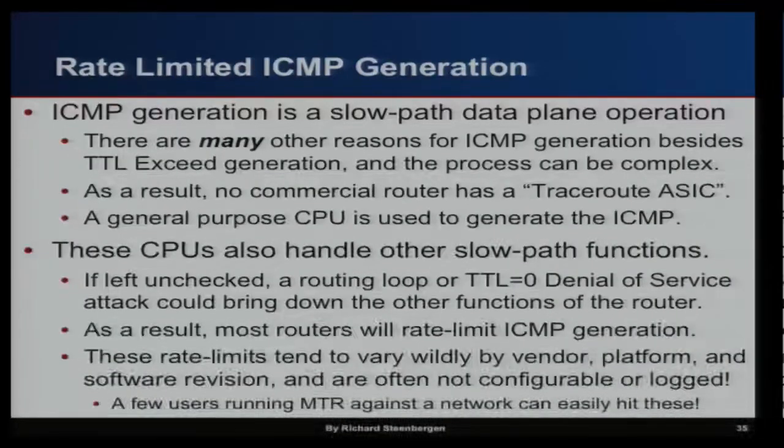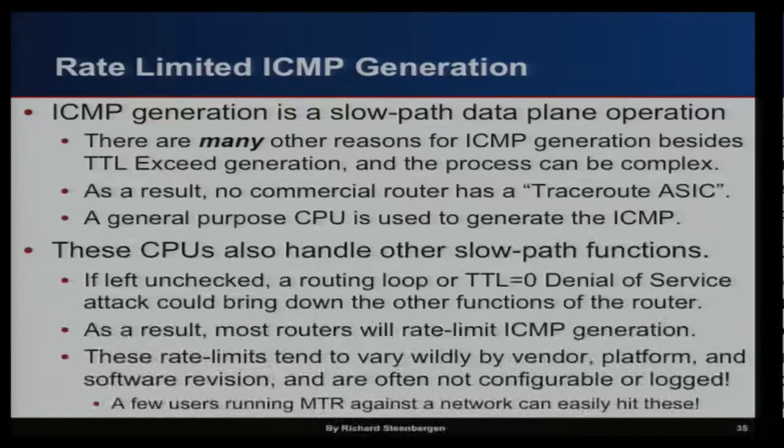The other big one, again, is rate-limited ICMP generation. Even in slow path data plane operation, there are many reasons for ICMP generation besides TTL exceeded. There's lots of everything, from destination unreachable because the route didn't exist, or because you're going to a host where ARP hasn't been resolved yet, to packet too big. There are dozens and dozens of reasons why a packet would get dropped or an ICMP message would need to get generated. And there's no such thing out there as a traceroute ASIC. It'd be nice. No one's done it. No one's put any effort into making it really faster.